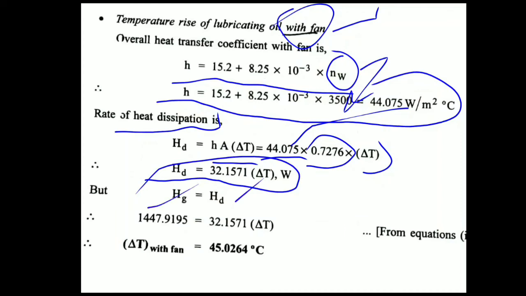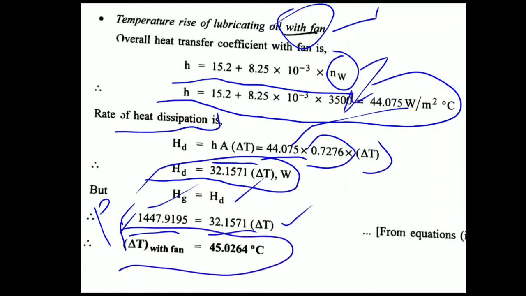Heat generation is nothing but PF, power lost. So power lost we have calculated 1447.91 and heat dissipation 32.15. So just add it, we'll get the delta T, which is the unknown, is 45 degree. So this will be the value with fan. It means the temperature with fan of the system is 45 degree. Clear? Temperature rise will be 45 degree with fan.